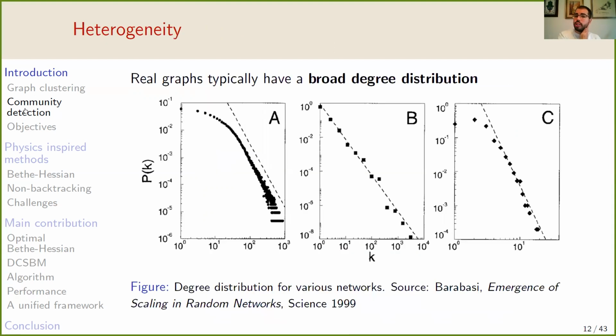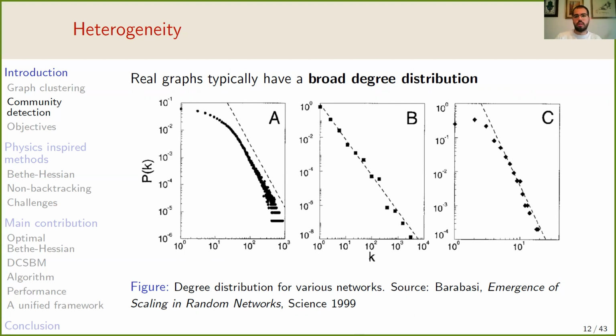If we come to heterogeneity instead, it has been observed that, as I mentioned earlier, often we have a few nodes called hubs that interact with a large number of the nodes in the network. Think of the Twitter account of a politician, whereas most nodes have a very small degree. This broad degree distribution is often observed to be a power law distribution.